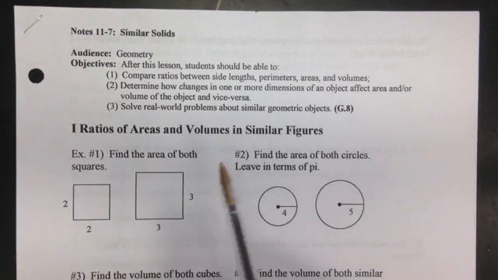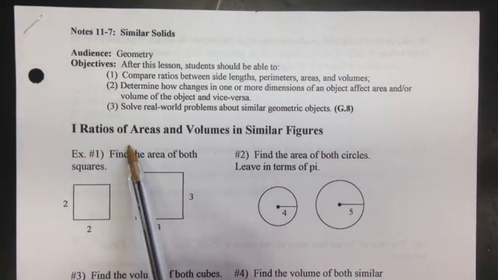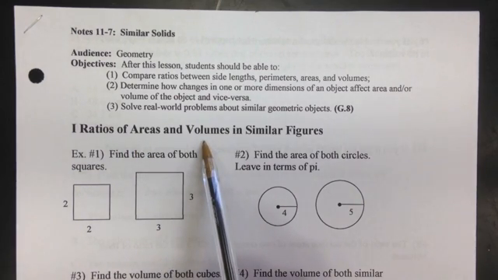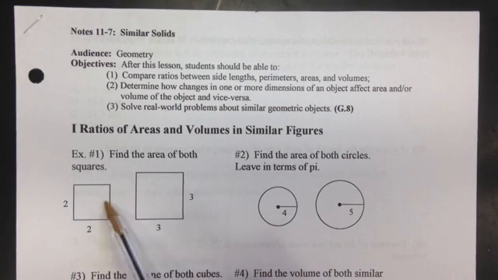Four seconds. All right, so what we're going to talk about: now we've looked at two-dimensional figures that are similar, and what we're going to look at today is, okay, what happens with areas? What happens with volumes if it's three-dimensional? What's the relationship? So to start, in example number 1, we're going to look at two squares.